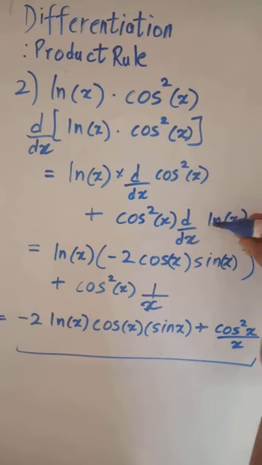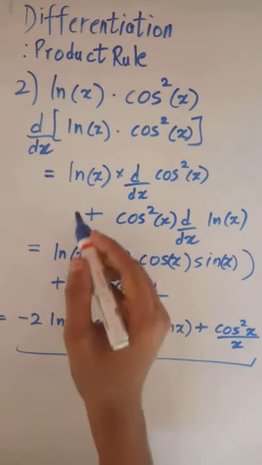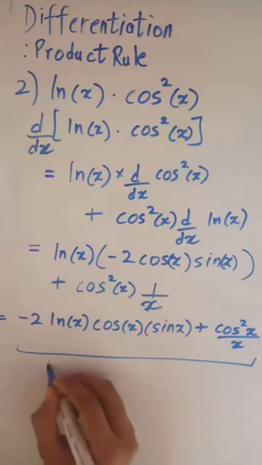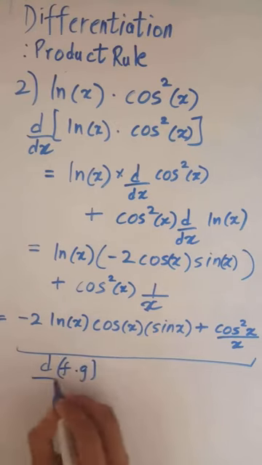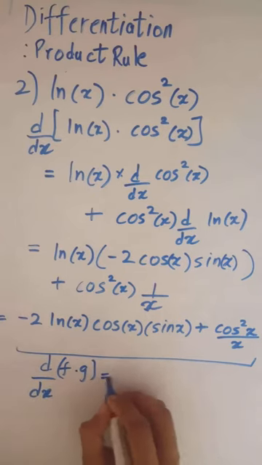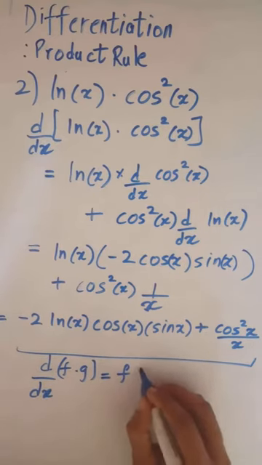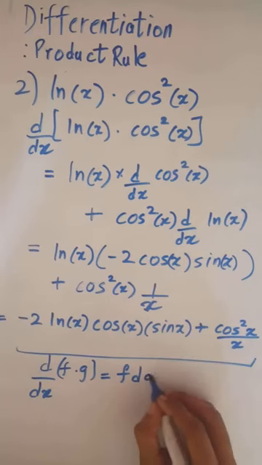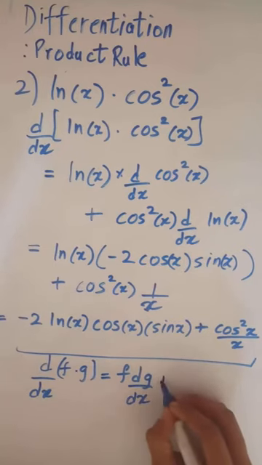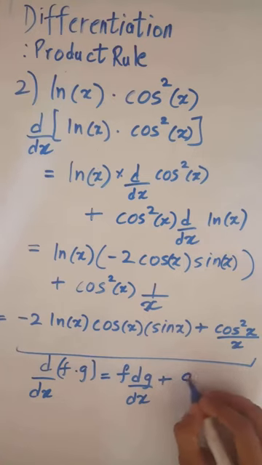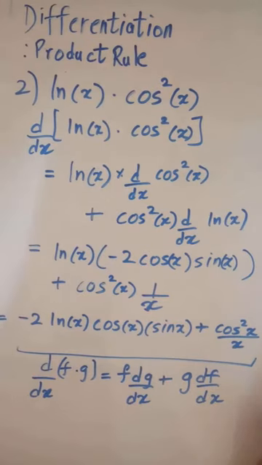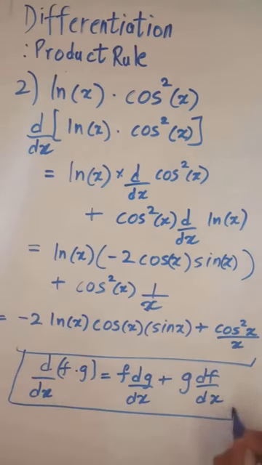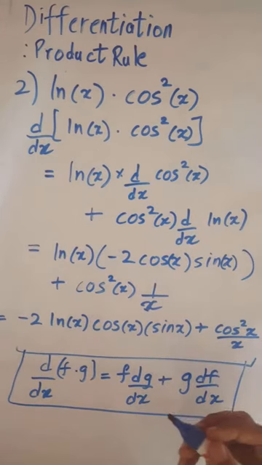But it's key to remember how we interpret the formula. The derivative of the product of two functions with respect to x is equal to the first function times the derivative of the second function with respect to x, added to the second function times the derivative of the first function. So this is the formula that you have to remember, and solving sums will become easy.